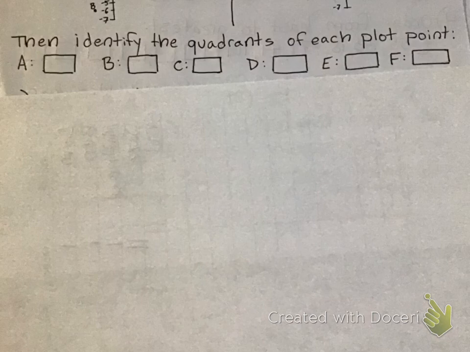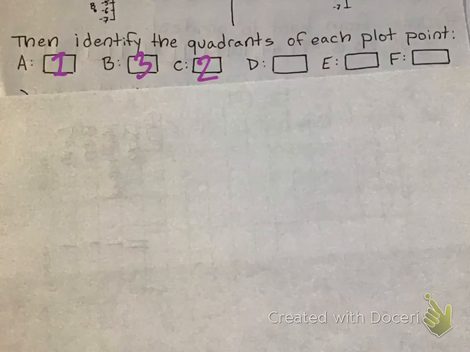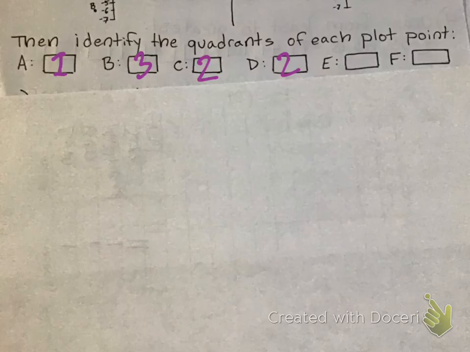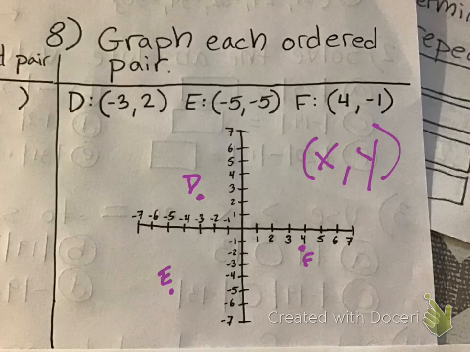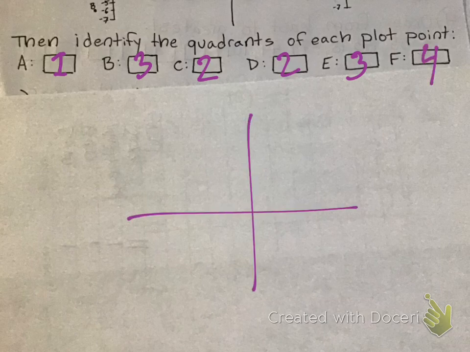Quadrant number 1, exactly. What about B, Chase? Quadrant 3. What about C, Izzy? Quadrant 4? Not quadrant 4, that's a good guess. What is it, Izzy? 2. Excellent. Let's go back and look at D, E, and F. What quadrant is D in, Emmett? 2. What quadrant is E in, Shiley? 3. And what quadrant is F in, Brendan? 4. Exactly.